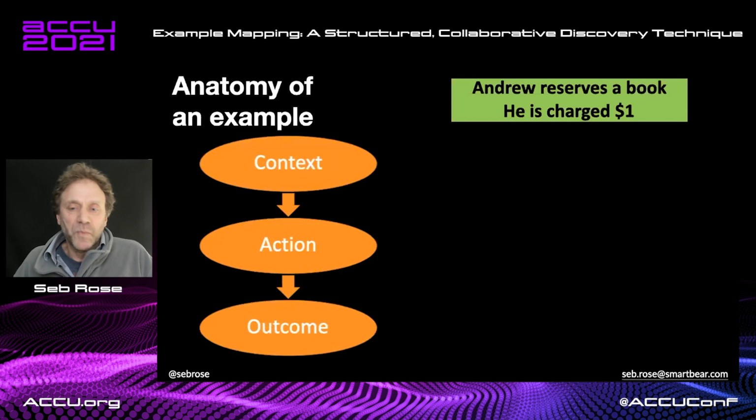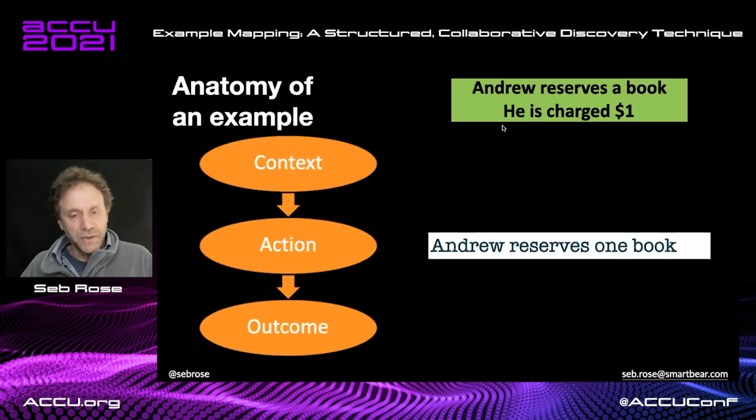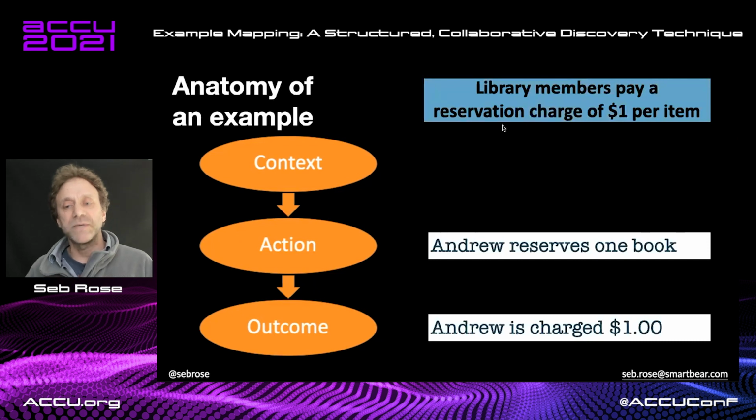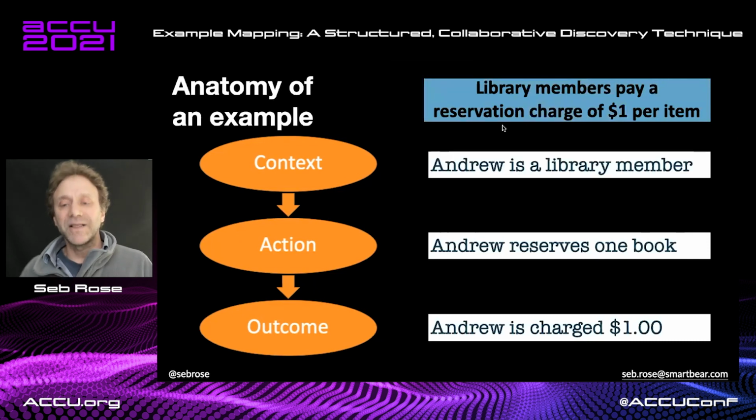So let's look at it in the context of Andrew reserves a book and is charged $1. Well, the action is that Andrew reserves 1 book. The outcome that we expect or desire is that Andrew is charged $1. And we go, well, what's the context? Well, the context is not expressed here in this example card. However, it is expressed in the rule that it was illustrating. And it's that Andrew is a library member. So this is demonstrating that example cards sometimes omit the context because the context may be explicit, maybe implicit, or at least may be encoded elsewhere in the example map, in this case, in the rule card.